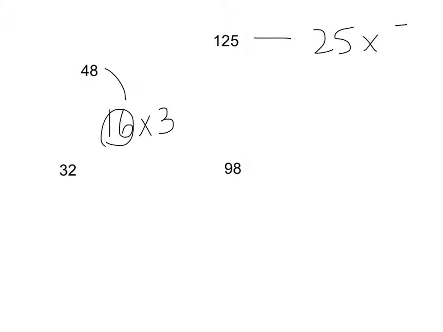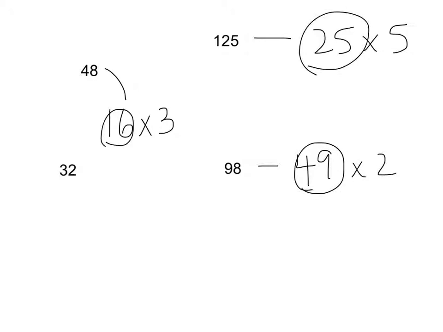So for example, 48 has a perfect square factor that is 16. So 16 times 3 is 48. 125 has 25 times 5. 98 is 49 times 2. 49 and 25 are the perfect squares. And 32 has 16 times 2, and 16 is the perfect square.